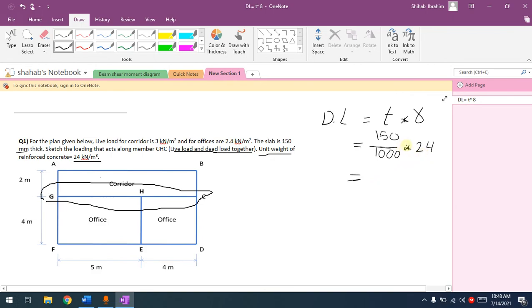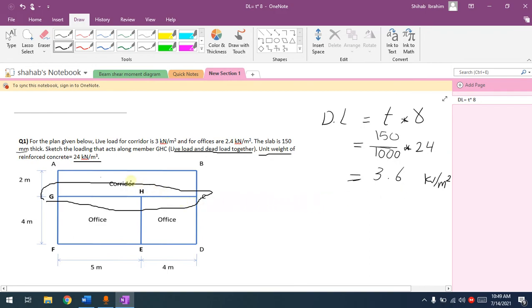The result of this will be kilonewton per meter square. As you know, on the slab, load will be given as kilonewton per meter square. Now if we calculate this value, we have 3.6 kilonewton per meter square. This is the dead load.